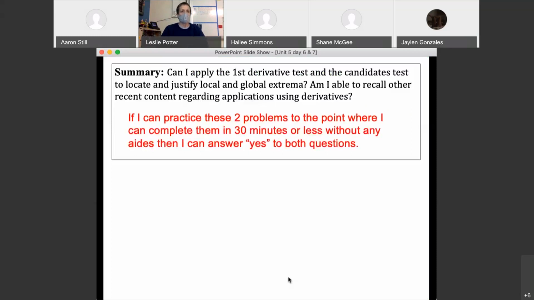If I can practice these two problems to the point where I can complete them in 30 minutes or less without any aids, then I can answer yes to both questions. That's your conclusion. If you can apply that, you are going to be competitive on completing free response questions in the allotted time, because you get 15 minutes a question. So it might take you the rest of the hour, closer to 40 minutes, or maybe you only get through 1.5 problems.